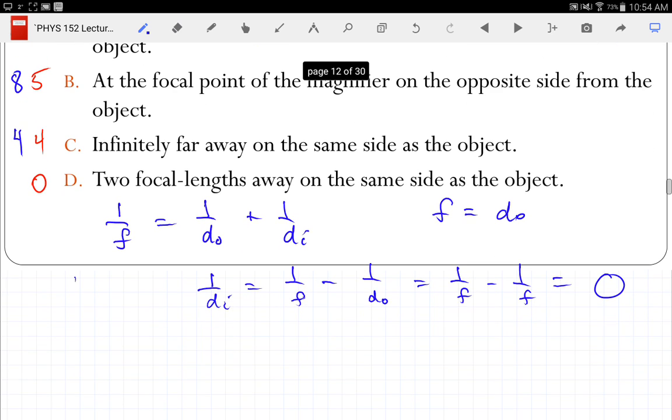And so if 1 over distance image is 0, what does that make distance image? Yeah, I know, it's a funny looking 0 because I started writing in infinity by accident. She said infinity, I knew I was getting to infinity. Plus or minus infinity. Why plus or minus? It's going to be infinitely far away, the parallel rays, and so you could go either way. And so there we have the two possible answers, plus or minus infinity.